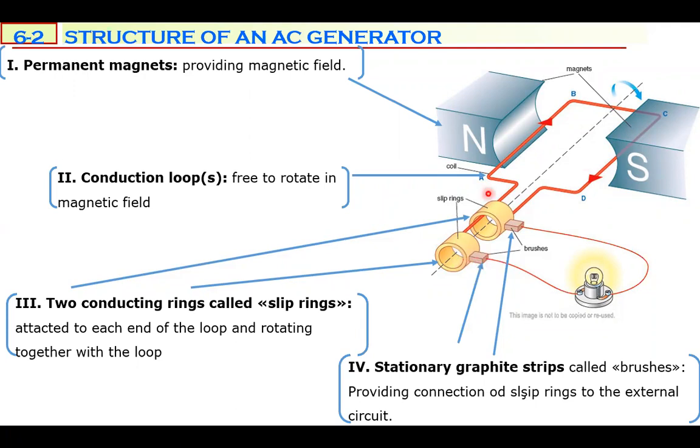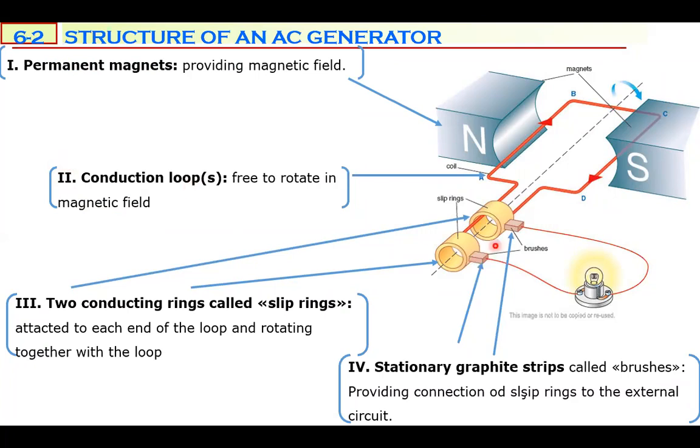As the loop is rotating, the slip rings are also rotating together with the loop. But brushes are stationary. They are always in contact with the rings, but they don't rotate. So brushes are used to get the electric current from the loop and give it out to the lamp or the device which is outside. This is the basic structure of an alternating current generator.